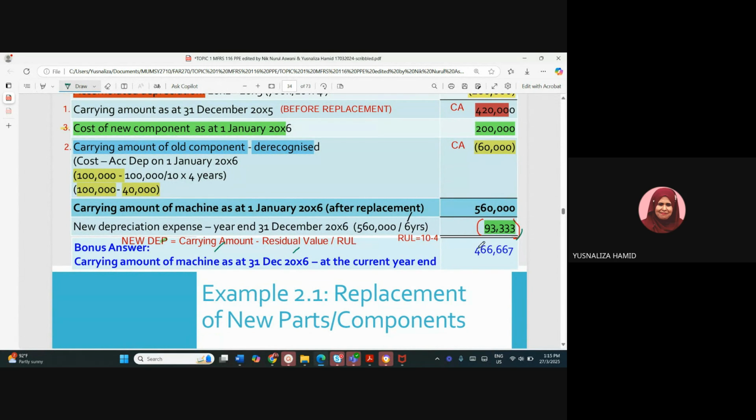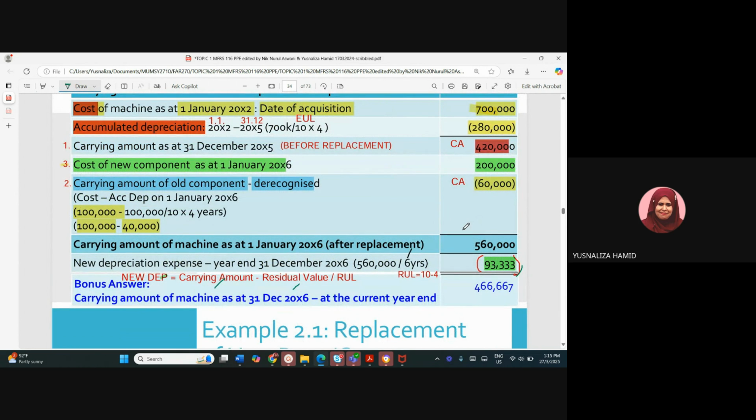After you have done that, you get the carrying amount of the machine by the end of the year. That will be the one appearing in your statement of financial position: 466,667. 466,667 is the carrying amount in the SOFP. 93,333 is your depreciation in the SOPL. Your accumulated depreciation to be eliminated would be 280,000.